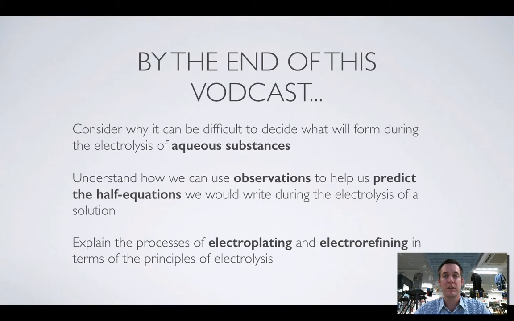And we're also going to hopefully understand how the observations that are made during an electrolysis of an aqueous substance can help us to decide what's actually going on and which one of these options is correct. Okay, and then we can write some half equations based on those observations. And then once we've covered the theory, we'll have a look at two really important industrial processes that rely on these principles, and they are electroplating and electrorefining.